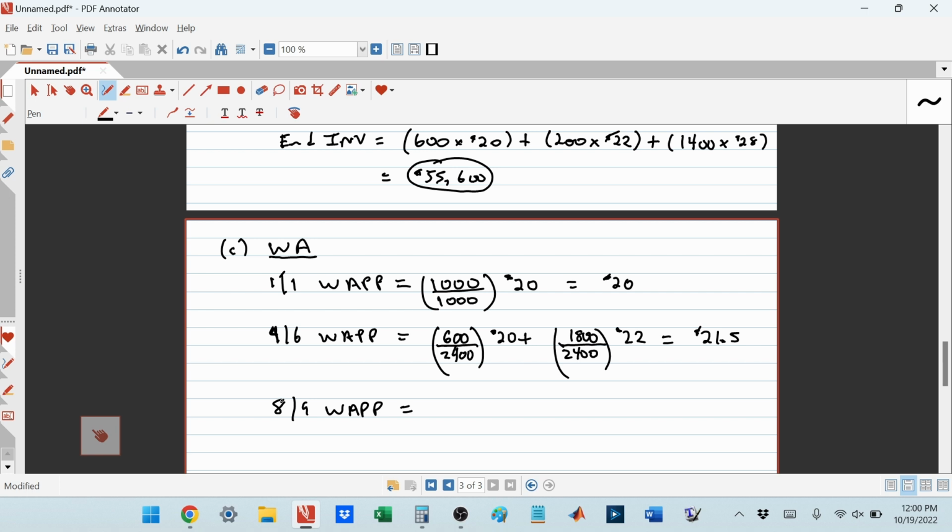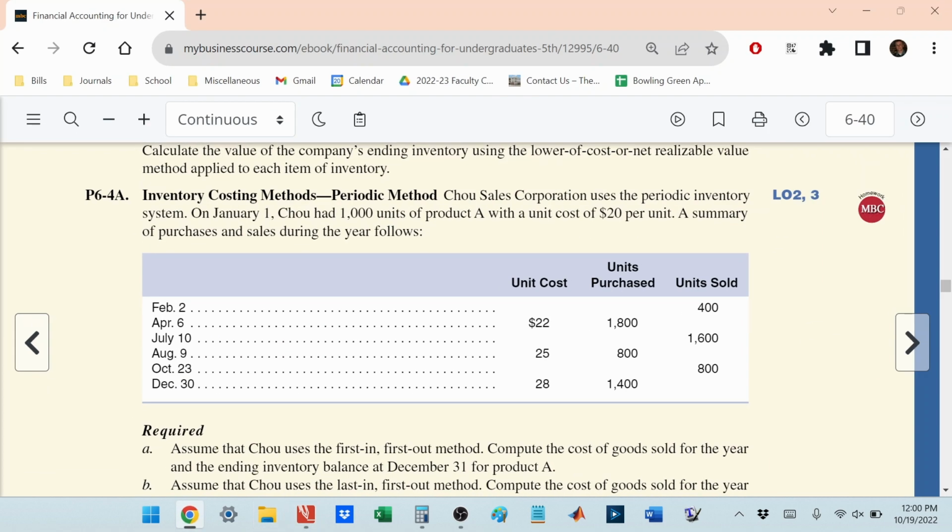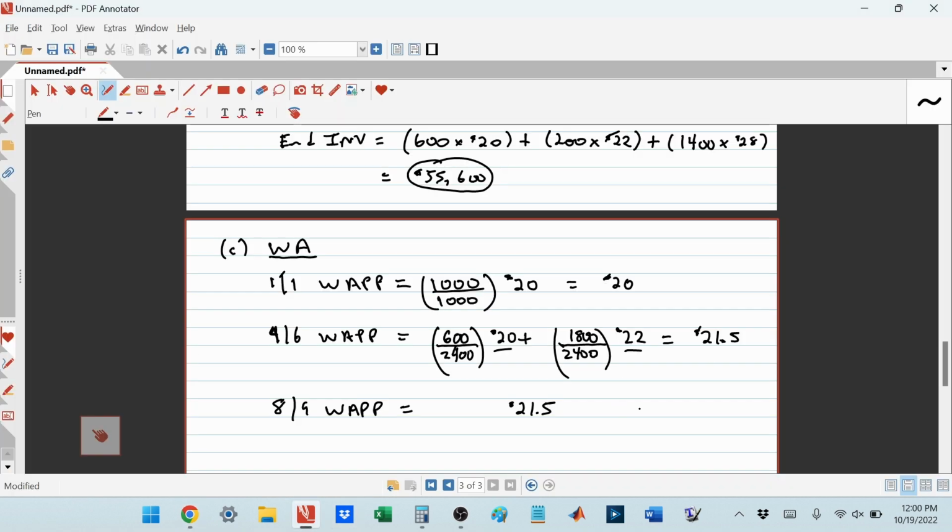any item that's come into our inventory was purchased for either 20, 22, or 25, but the weighted average of 20 and 22 is 21.5. So we're going to assume any item that's come into our inventory from the beginning of the year to August 9th was purchased for either 21.5, not 75, I don't know why I wrote that. It was either purchased for 21.5 or it was purchased for 25.